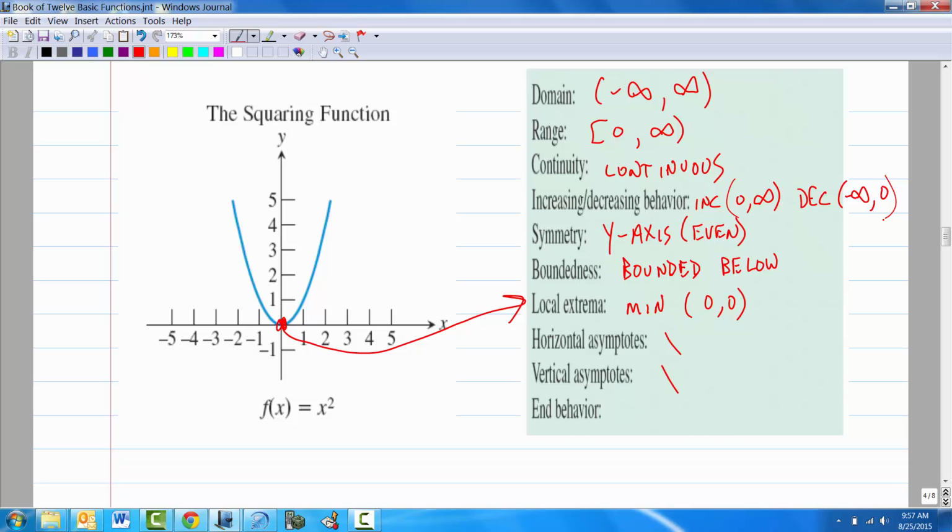The squaring function is that picture. There are local extrema. There's a minimum, and that's what I want you to write. Min. You don't have to put local just because of space. That means it is bounded below.